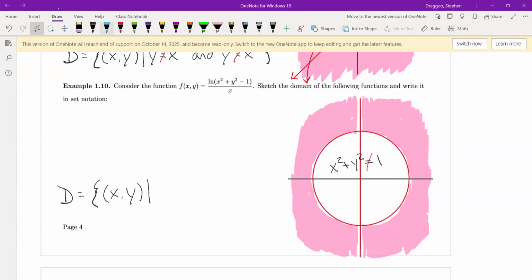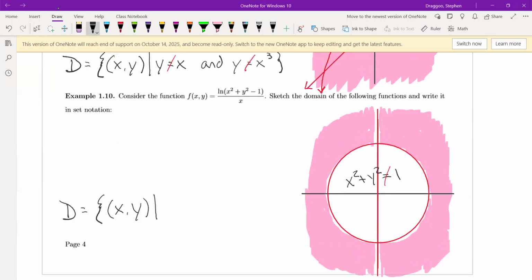So for starters, I need to look at the inside of my logarithm, which is x squared plus y squared minus 1. And I need that chunk to be greater than 0. That's one of my 3 rules: if I've got a logarithm, I need to make sure whatever's on the inside is a positive number. And I also have a denominator, so I need to make sure that that denominator is not equal to 0.